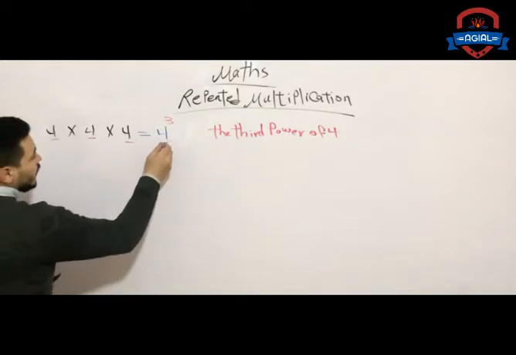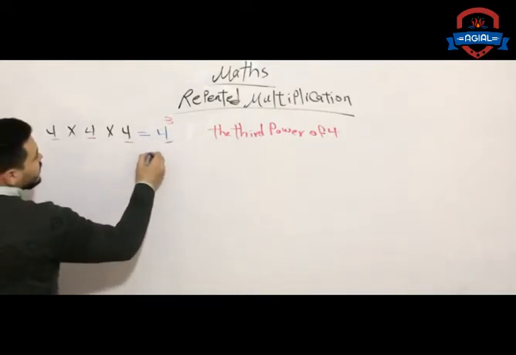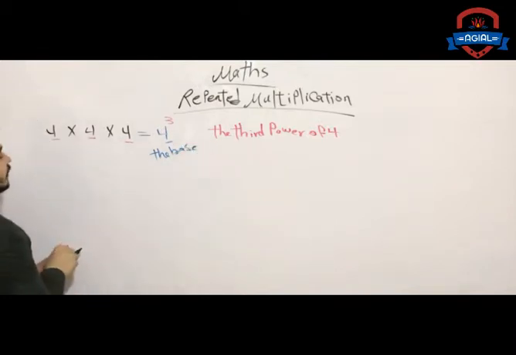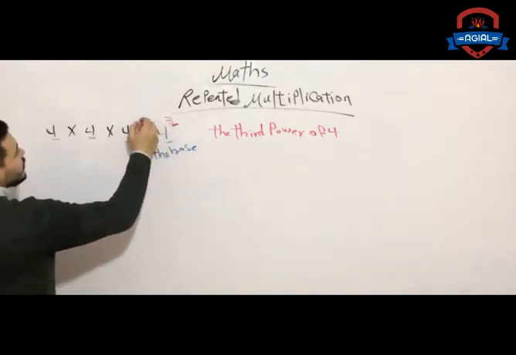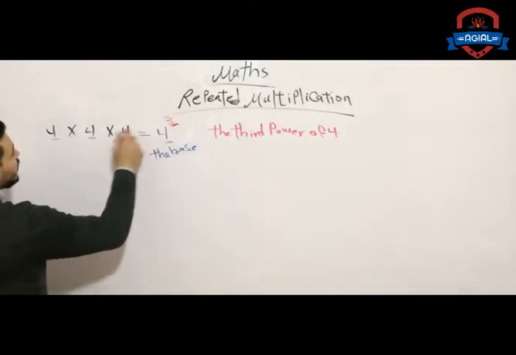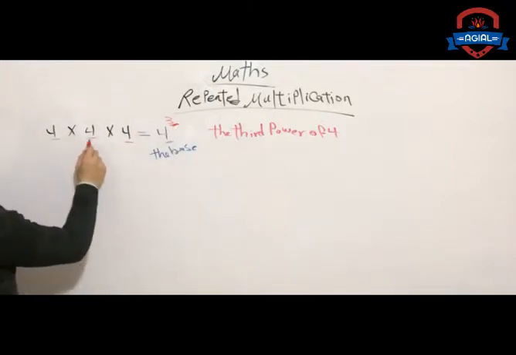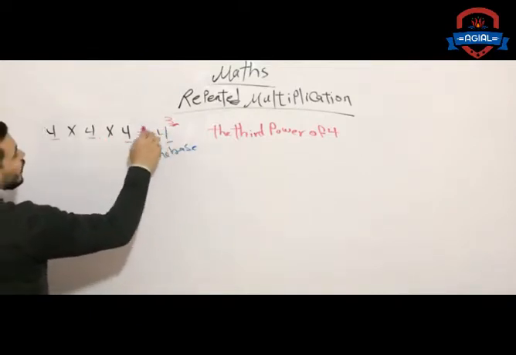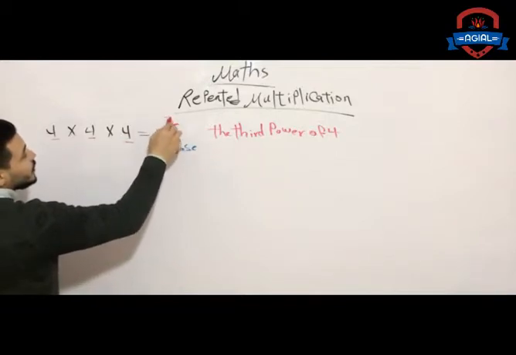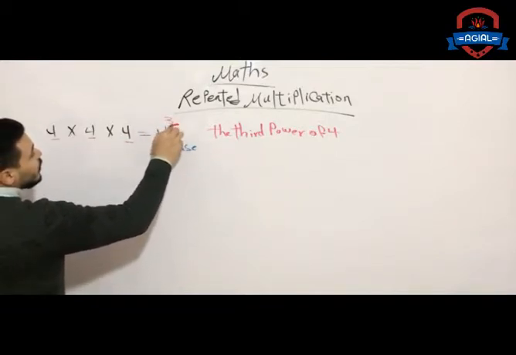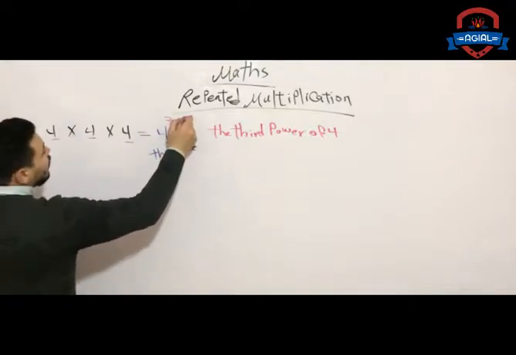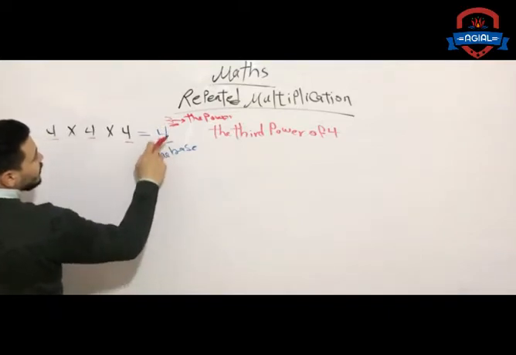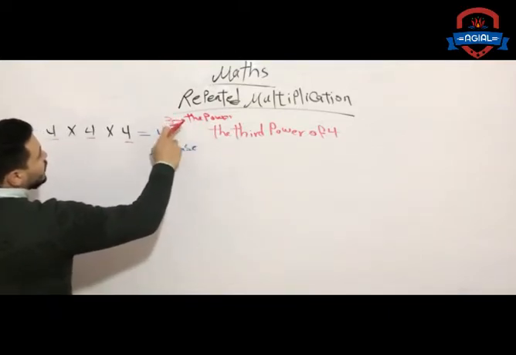Now we have 4 to the power of 3. The number 4 is repeated and called the base, and number 3 is the times of multiplying. We have 4 times 4 times 4, so the times of multiplying is 3, and it is called the power. So the base is 4 and the power is 3.